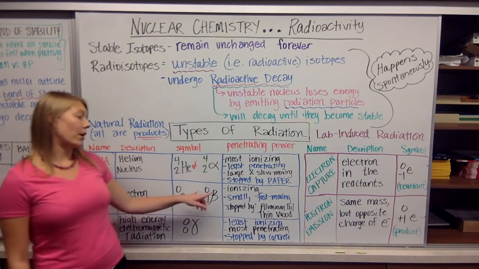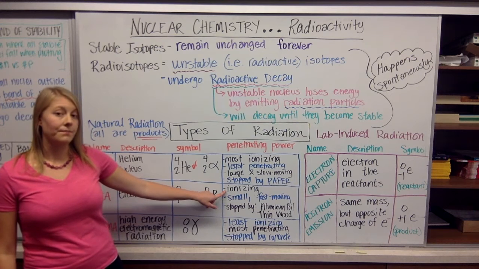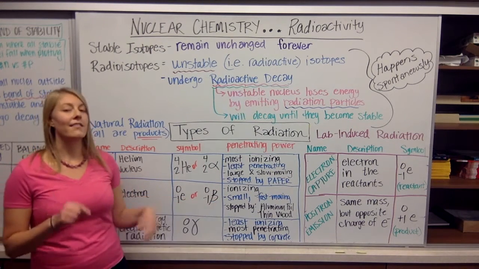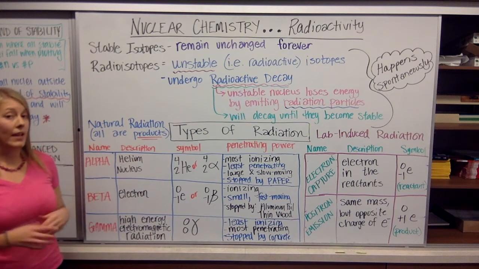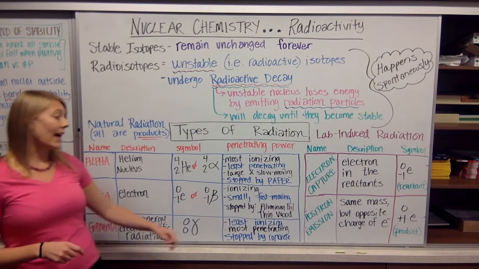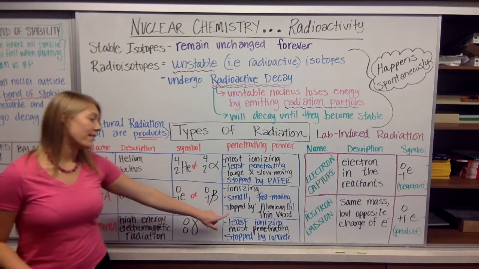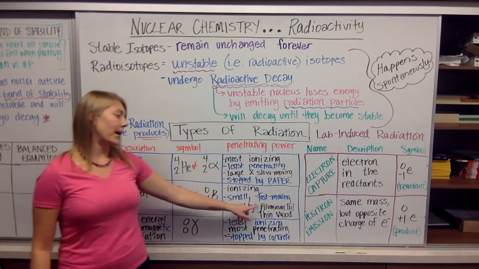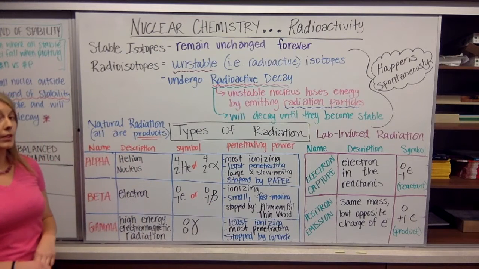Beta radiation, or particles, are also ionizing, just not as ionizing as alpha. But because they're smaller and faster moving than alpha particles, they have greater penetrating power. So they would go right through the paper. They could be stopped by aluminum foil or thin pieces of wood.